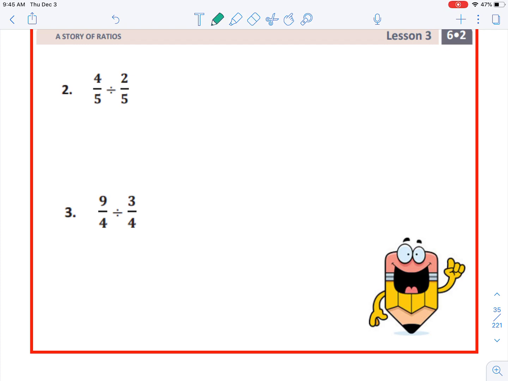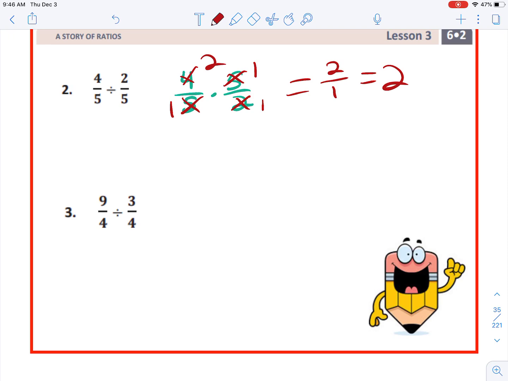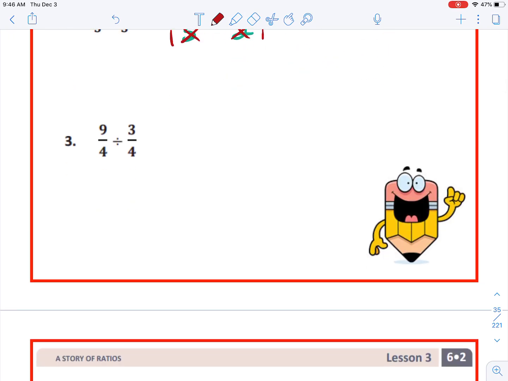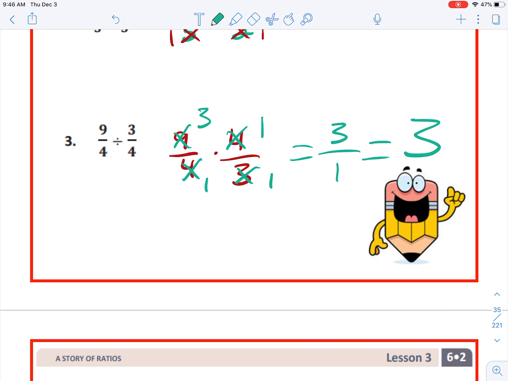4/5 divided by 2/5. We're going to just skip dot flip. I'm going to cancel out the 5s, and this can cancel out as well. Multiply across, I get 2 over 1, which is equal to 2. Next one, 9/4 divided by 3/4. Skip dot flip. We can cancel out the 4s, that equals 1. Cancel out the 3 and the 9. Multiply across and I get 3 over 1, which is equal to 3.